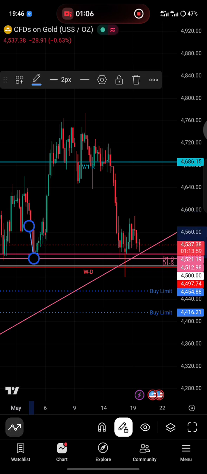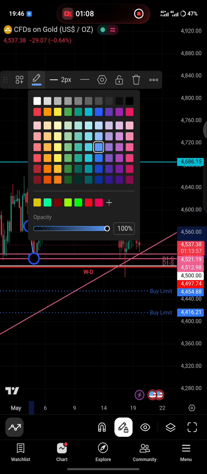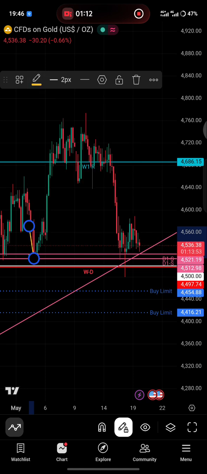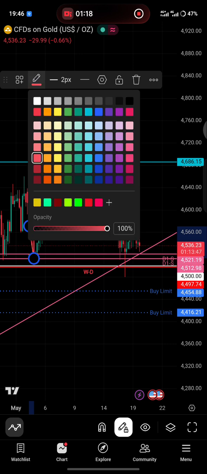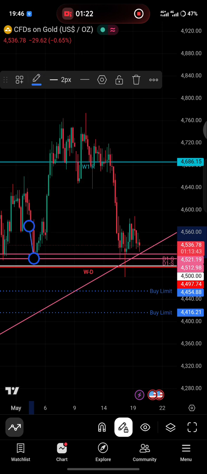Wait, can I make it into a deeper color or a brighter color? Wait a moment. No, I'll make it a blue. Okay.